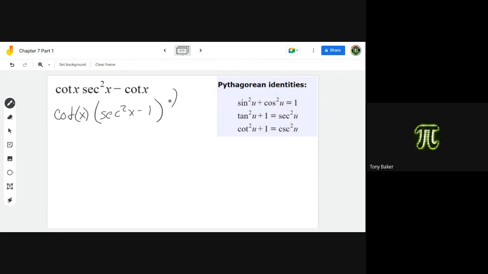Now, that step right there is known as algebra. We just did an algebra step. We just factored something out. Now I have secant squared x minus 1, right? That kind of looks like that one right there, if I move the 1 over. So secant squared x minus 1 is going to be tangent squared of x. So I have cotangent of x times tangent squared of x.